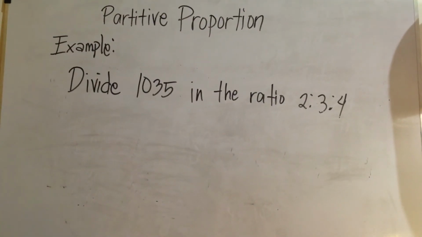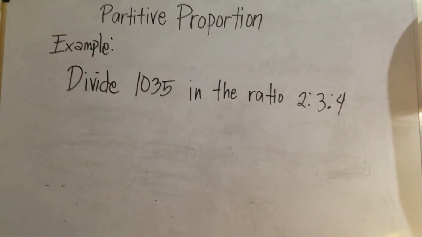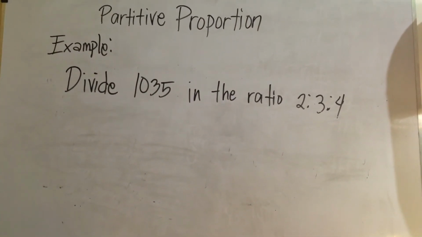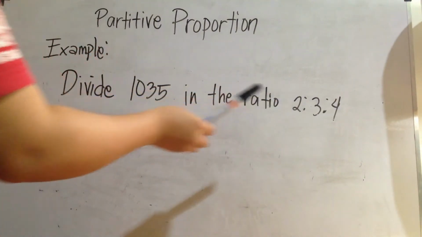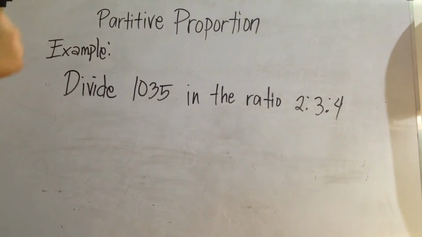Partitive proportion, from the word partitive meaning divided into parts, is a proportion of a quantity being distributed or divided unequally into two or more parts. This is the example for partitive proportion. Divide 1035 in the ratio of 2:3:4. But first, add these numbers, then divide 1035 by the sum of it.